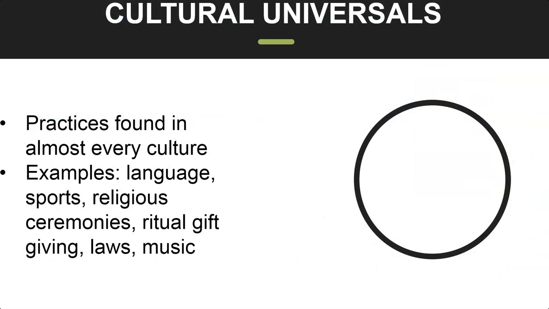So the first concept we're going to look at is something called cultural universals, and those are practices that are found in almost every culture. Some examples are language, sports, religious ceremonies, ritual gift-giving, laws, and music. So it doesn't mean that they're identical, it just means that they're common practices found in every culture. Right? And while practices are universal, the context around them varies, and so they may look different.